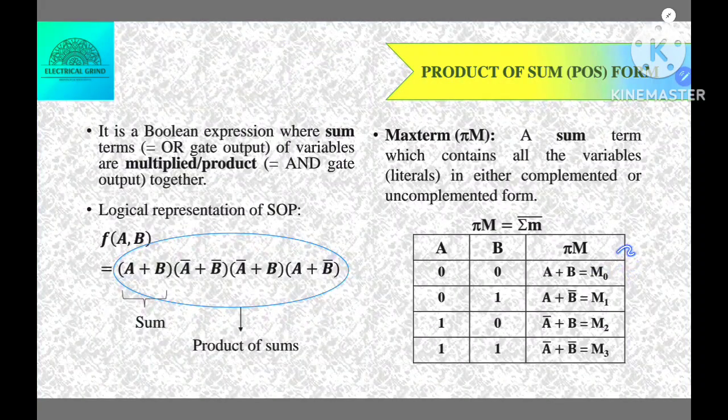Hence, the equivalent min term of a max term M naught will be A bar dot B bar. So here the difference is only that in max terms we use the logic 0 as high, and in min term we use the logic 1 as high.